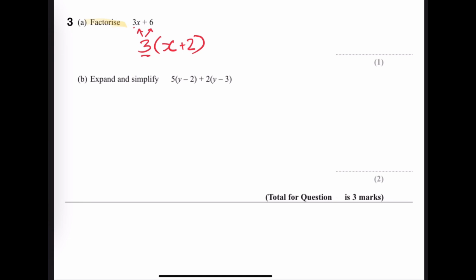B. Expand and simplify 5(y minus 2) plus 2(y minus 3). With expand and simplify, as we here divided to make brackets, so that we can go back, we must multiply. So we'll do 5 times each term, and then we're going to do the same on this side, and then we're going to simplify it. So let's start with 5 times y, that's 5y. And 5 times minus 2 is minus 10. Now we do plus 2 times y, that's plus 2y. We do plus 2 times minus 3, that is minus 6.